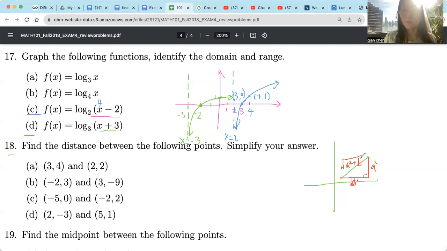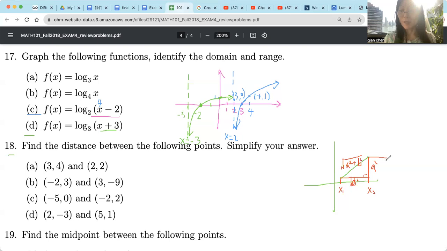Use Pythagorean theorem. So now, how do I figure out A and B? A is the difference in x value and B, right? If I call this point has x value to be x1, this is second point, x value is x2. So I see the distance in the base is x2 minus x1.